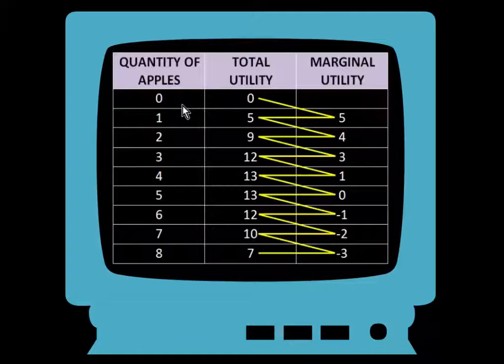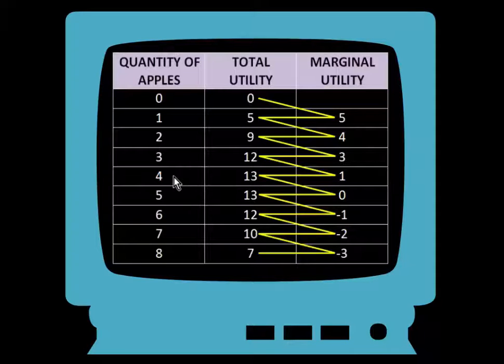Going from 0 apples to 1 apple, total utility changes from 0 to 5. So the marginal utility from the first apple is 5 utils. Going from 1 apple to 2 apples, total utility went from 5 utils to 9 utils. So the marginal utility is 4, because the difference between 9 and 5 is 4. Now, going from 2 apples to 3 apples, total utility goes from 9 to 12. Marginal utility, the difference between the two, is 3 utils.